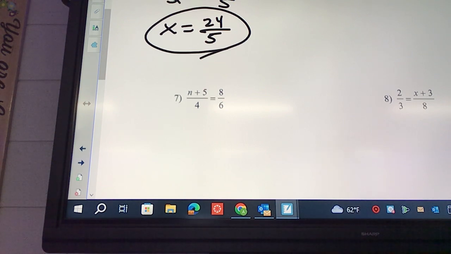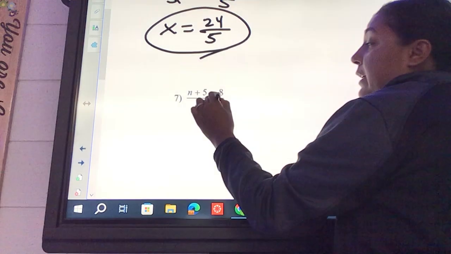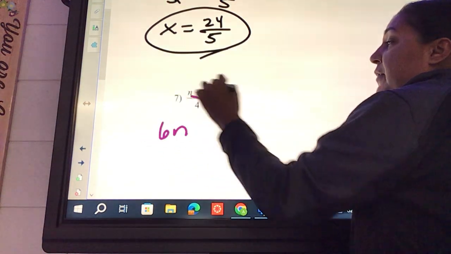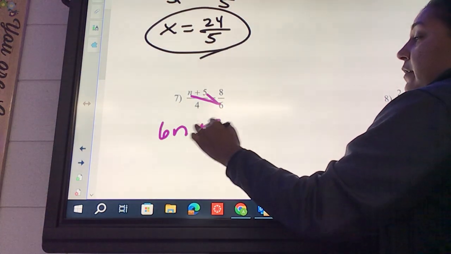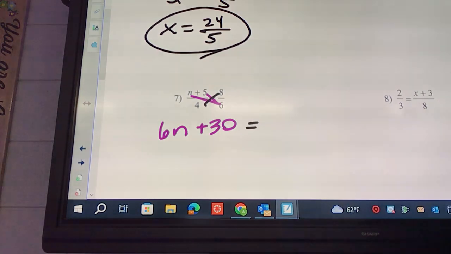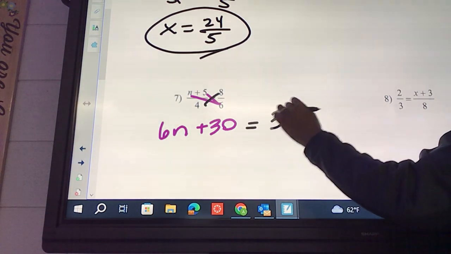Okay, so on this one, we're going to take the 6. So we're going to say 6 times n. It's going to be 6n. 6 times 5, it's going to be 30. Equals 8 times 4, 32.